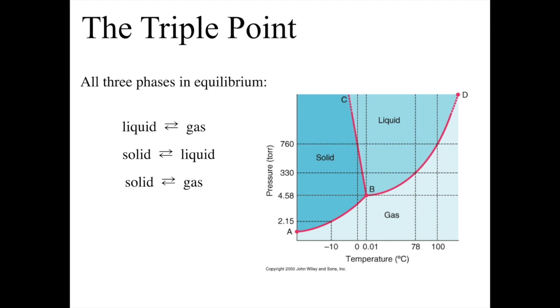The triple point is another feature of the phase diagram, and that's where all three phases are in equilibrium: liquid, gas, and solid. So I said before that if you're on any of these lines, the fusion curve, sublimation curve, or vapor pressure curve, the two phases on either side are in equilibrium when you're on that line. But if you're at the point, it's three phases that are in equilibrium.